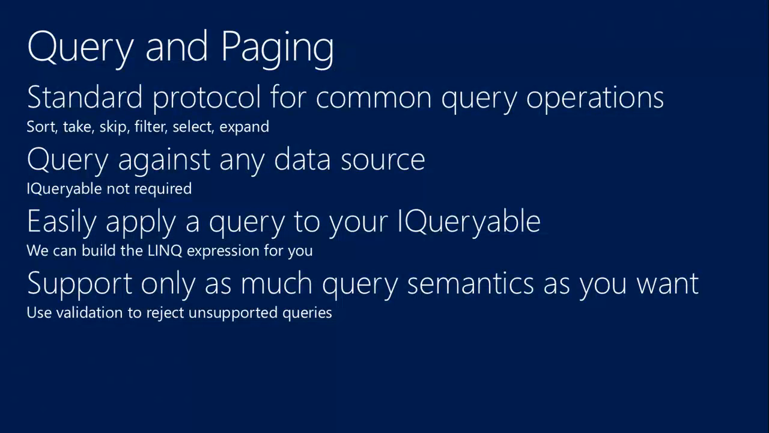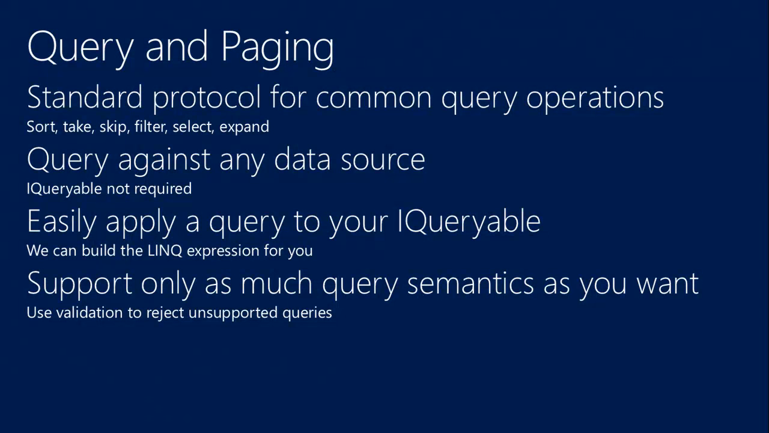You can query against any data source. It doesn't actually have to have an IQueryable implementation, but if you do have one, like if you're using EF, that's great. We know how to take the OData query, translate it into a LINQ expression, and then apply it to the IQueryable. And then it will actually run all the way down to the database layer. That's cool. But if you don't have an IQueryable, you can just take the parsed query and map it to whatever query mechanism you happen to have.